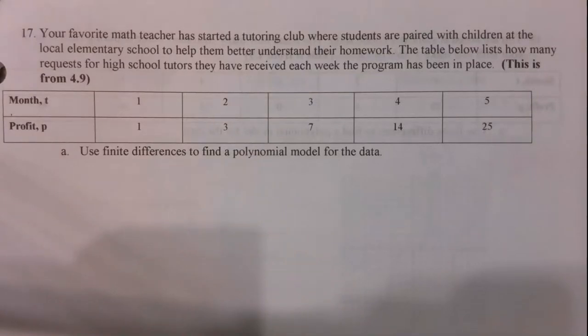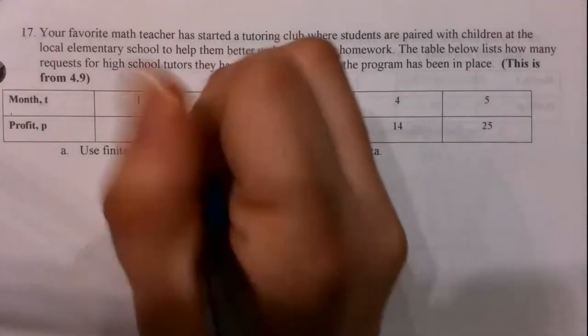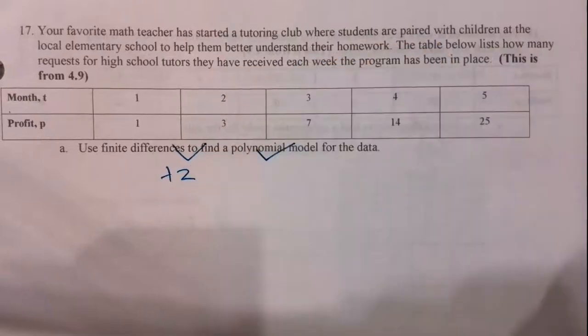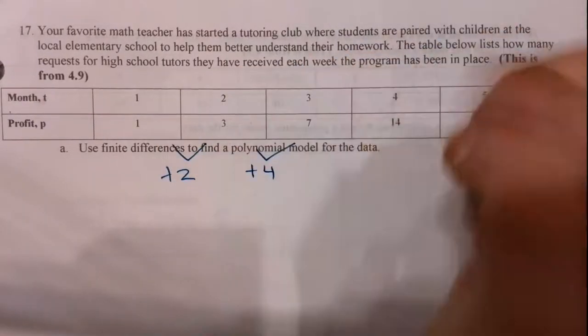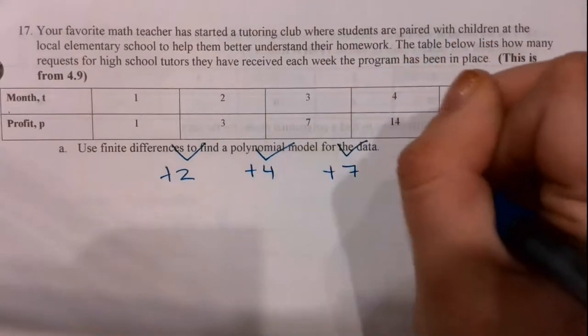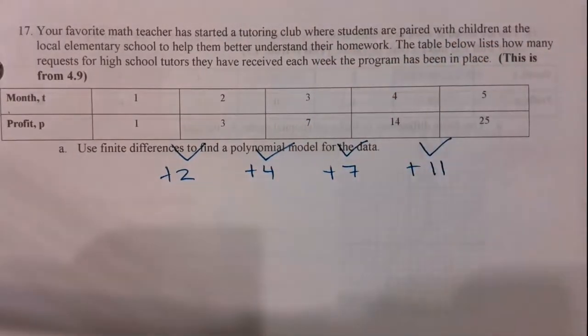So this is the one where I go and count the differences. To go from 1 to 3, I add 2. To go from 3 to 7, I add 4. Go from 7 to 14, I add 7. 14 to 25, I add 11. This is not the same, so I keep going.